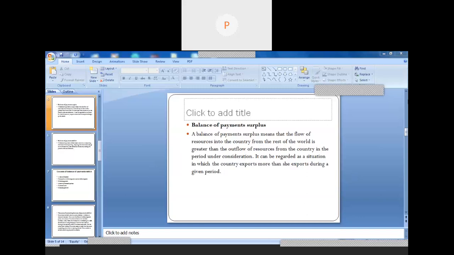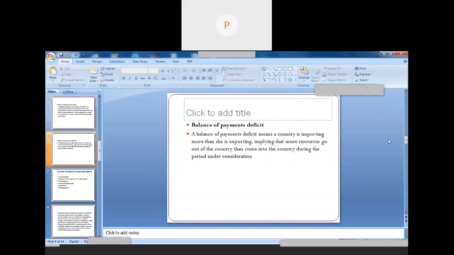Now, if we move to the next slide, I'll discuss balance of payment deficits. Now, what is a balance of payment deficit? A balance of payment deficit means a country is importing more. You are bringing in commodities to your country more than you are exporting.